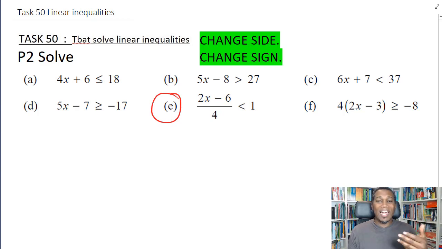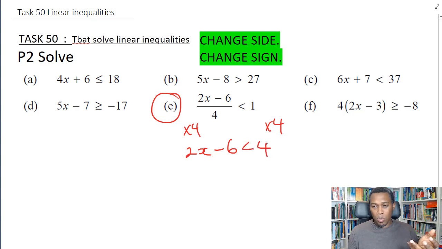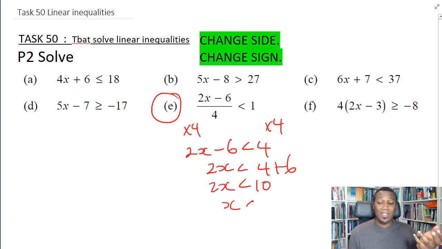We want to get rid of that divided by 4, which means the first step is to multiply both sides by 4, giving you 2x take away 6 is less than or equal to 4. That means 2x is less than or equal to 4 plus 6, which is 10. 2x is less than or equal to 10, so x is less than or equal to 5. That's what you're going to get for E.